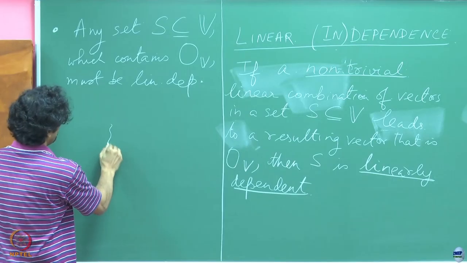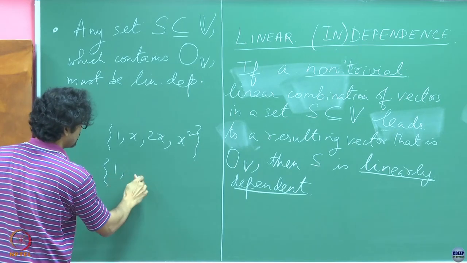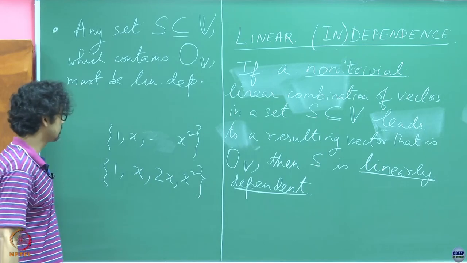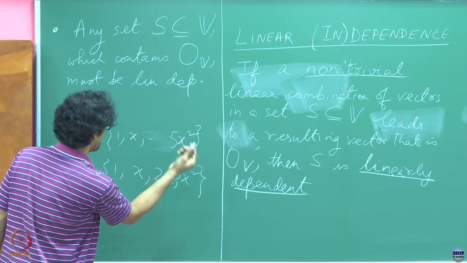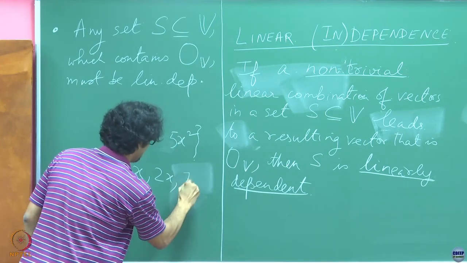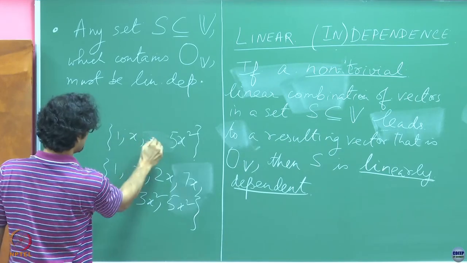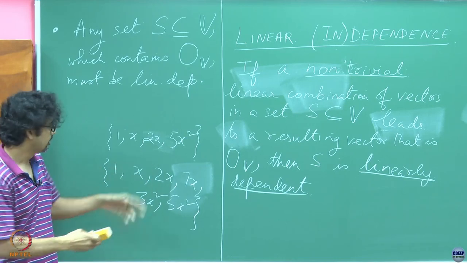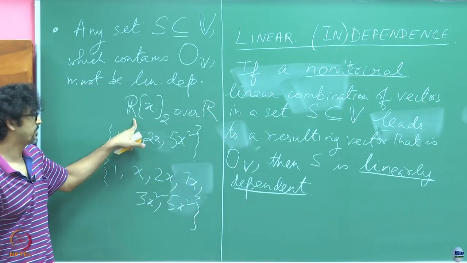So for example, let's say you have 1, x, 2x, x squared, and 5x squared, and let me just add a random number of elements here, 7x, 3x squared, and let's say this is 2x. Okay? So already this is a linearly dependent set. See, these are all coming from that example that I'd given. Okay, so vector space over R.